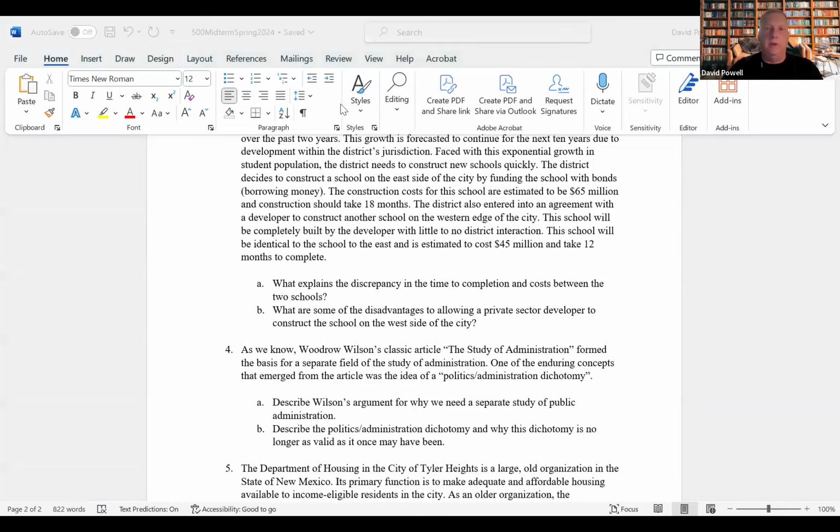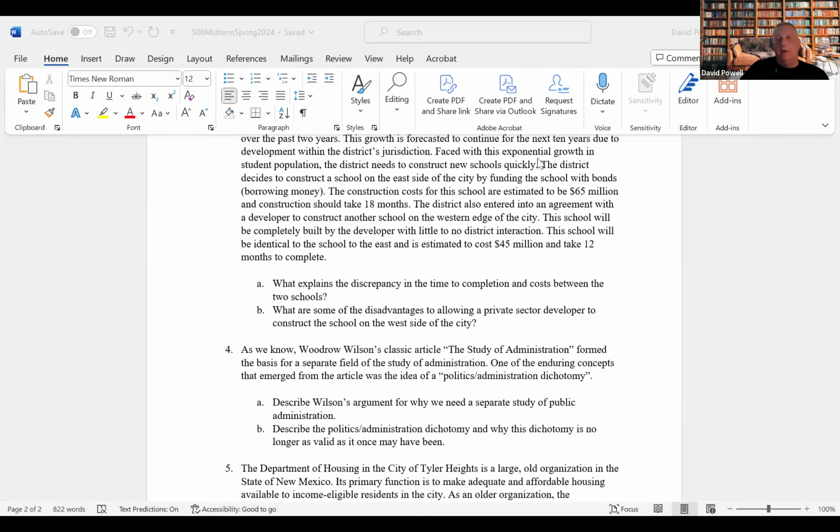So we'll foreshadow some of those arguments that Wilson made in his article, in which he talks about this politics administration dichotomy. So then question 4A, describe Wilson's argument for why we need a separate study of public administration. And then in 4B, describe the politics administration dichotomy and why this dichotomy is no longer as valid as it once may have been. And this is information that we talked about a little bit last time when we talked about accountability and ethics. We'll talk a lot more about it tonight.